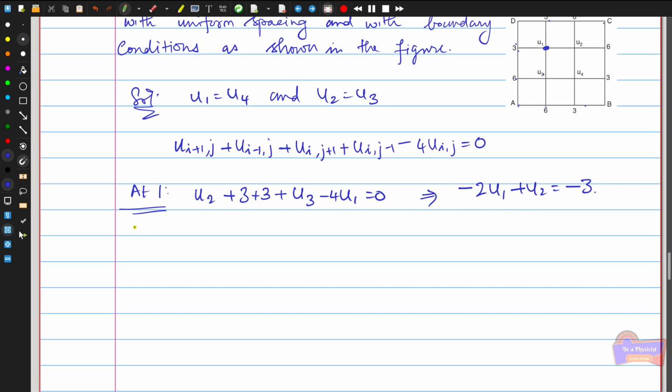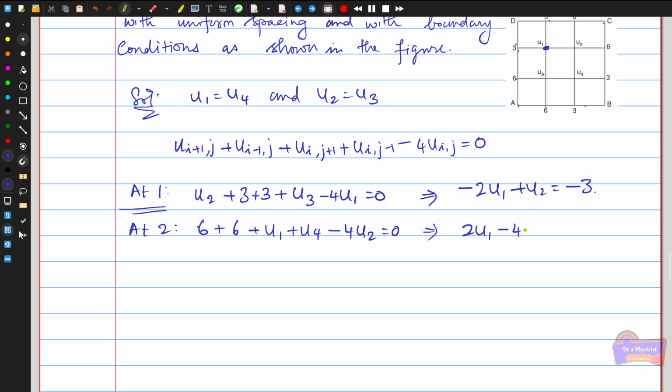And similarly, at point 2, that means at u2, you can find the values of 6 plus 6, that is the boundary values, plus u1 plus u4 minus 4 times u2, which is equal to 0. So again, I can write this equation by substituting the values of u4 and u2, then I can find the values. The final equation is 2u1 minus 4 times u2, which is equal to minus 12.